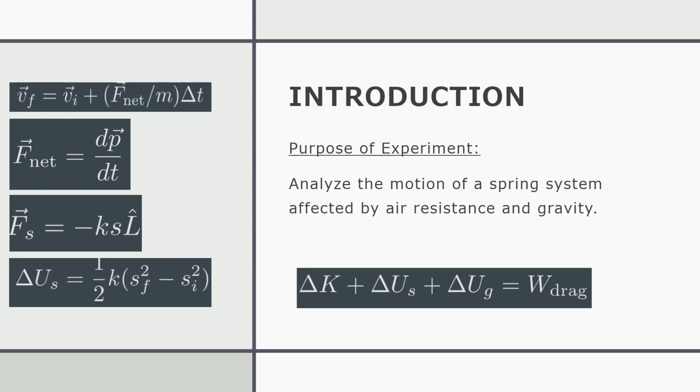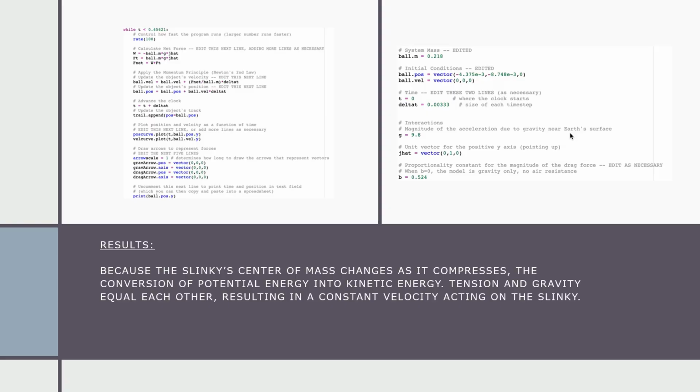So the purpose of this experiment was to analyze the motion of a spring system affected by air resistance and gravity. The result of this experiment was that because the Slinky's center of mass changes as it compresses, the conversion of potential energy, both spring potential energy and gravitational potential energy, into kinetic energy causes the tension and the gravity forces to equal each other, which is why the Slinky moves the way it does. It comes to a constant velocity, and so it looks like it's not moving, but it still is.